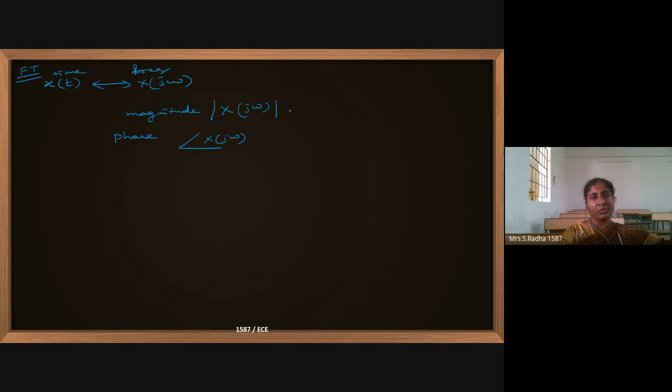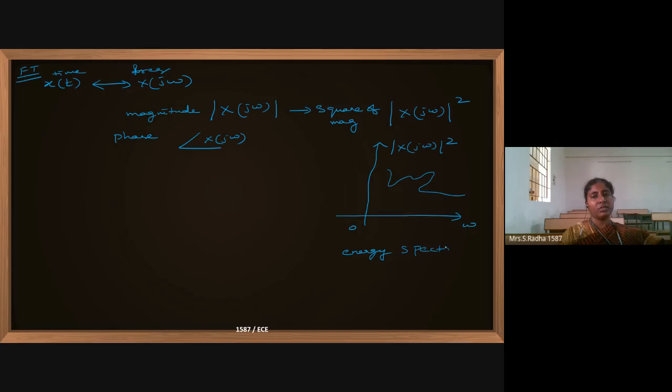And from the magnitude, if you take the square of the magnitude, it is modulus X of j omega whole square. If you draw a graph, x-axis is omega, y-axis is modulus X of j omega whole square. Let the graph be something like this. This graph is called the energy spectrum. So energy spectral density and power spectral density is a topic, and this is the background about energy spectrum and power spectrum.